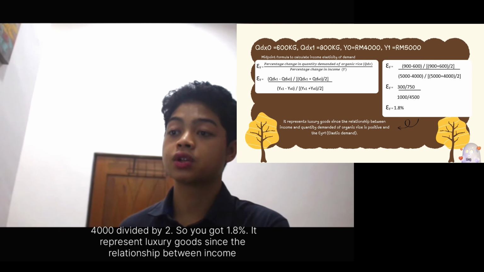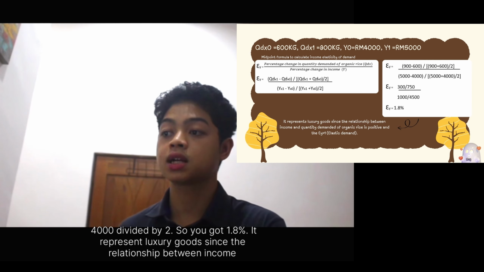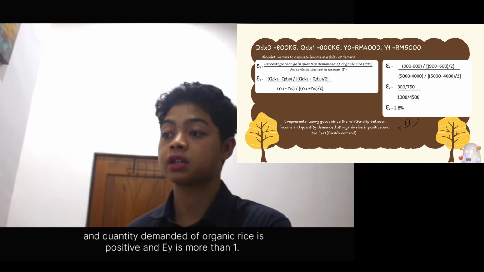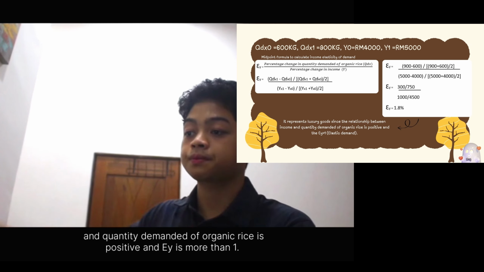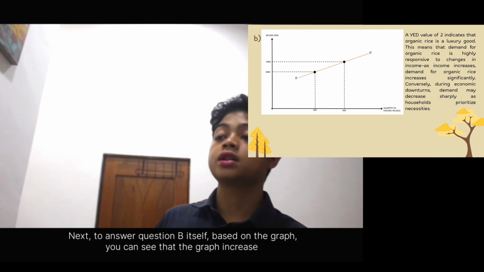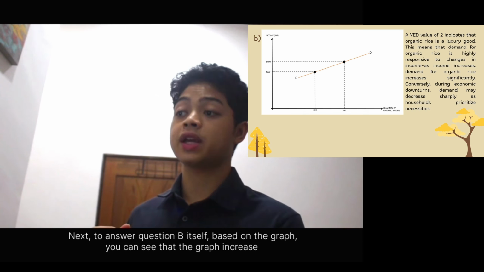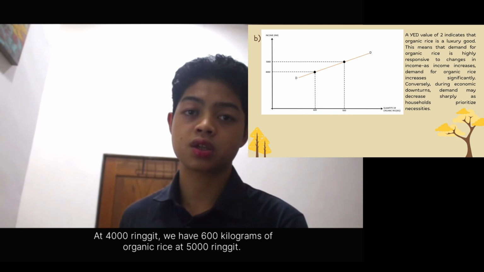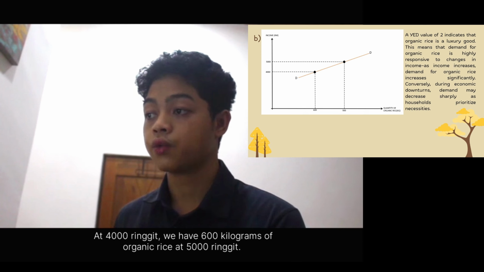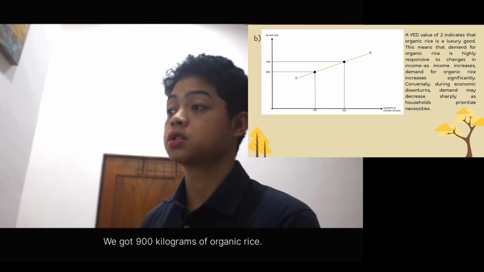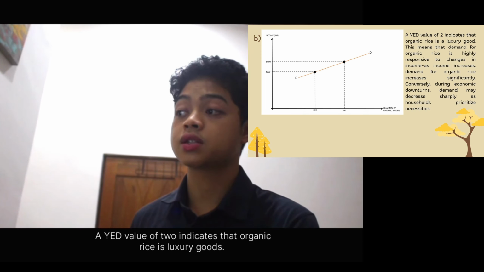It represents luxury goods since the relationship between income and quantity demanded of organic rice is positive and EY is more than 1. Next, to answer question B itself, based on the graph, you can see that the graph increased over time. At 4,000 ringgit, we have 600 kilograms of organic rice. At 5,000 ringgit, we got 900 kilograms of organic rice. The YED value of 2 indicates that organic rice is luxury goods.